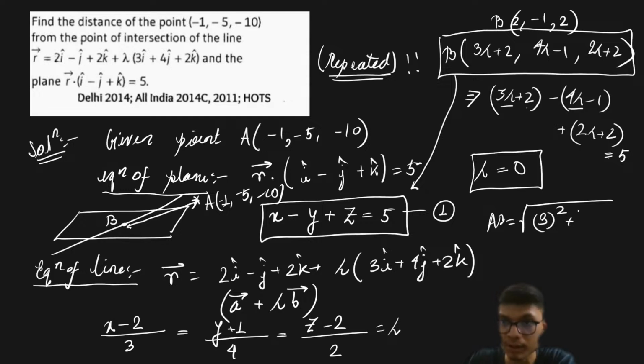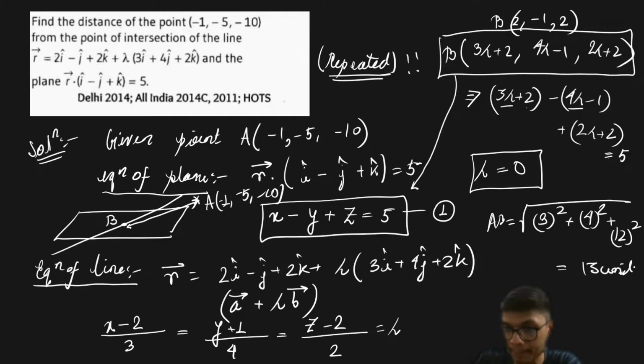So 3 squared plus minus 1 minus of minus 5, that is going to be 4, right? 4 squared plus 2 minus of minus 10, that is going to be 12, right? Now this will give me the answer equal to 13 units, because 3 squared plus 4 squared is equal to 5 squared, 25, right? So 5 squared plus 12 squared is equal to 13 squared, and the square root of that gives me 13 units.